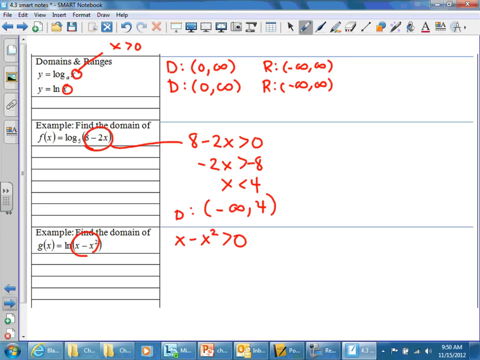All right, Brooke, these were your favorites. So we're going to factor and set it equal to 0. And I get to make my true-false chart. Yay!